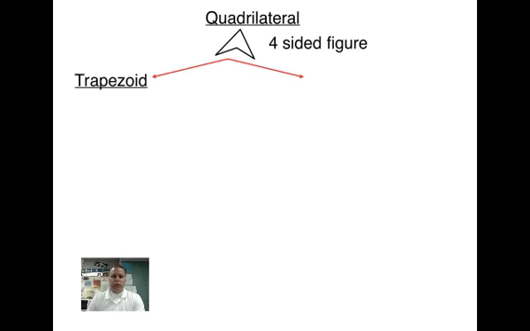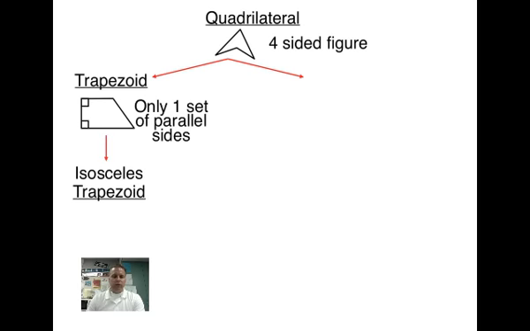Basically, you can break it up into two types. You have your trapezoids, one set of parallel sides, and you can break that up into an isosceles trapezoid, which has one set of parallel sides, and the other set of sides is equal to each other. Remember isosceles from the isosceles triangle where two of the sides are the same.